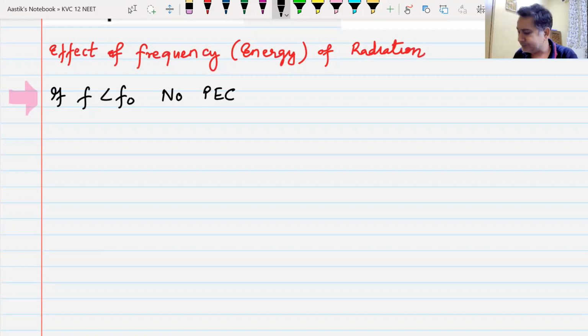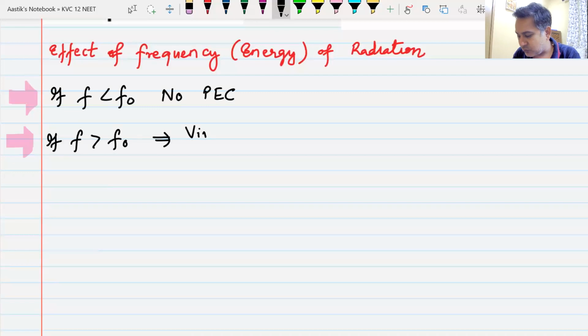Yes, sir. If your frequency is greater than f naught, this virtually has no effect. Frequency virtually has no effect on photoelectric current.